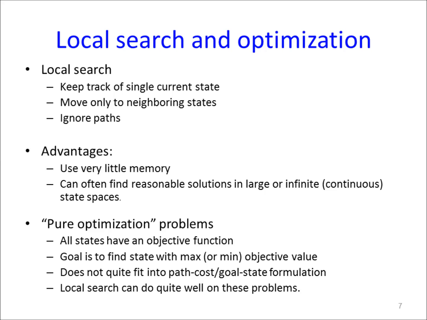So, local search models everything as a pure optimization problem. So these will be the characteristics. All states will have an objective function. So we'll be evaluating the state for some property, and our goal will be to maximize or minimize, to optimize that objective function. And therefore it does not fit really into the path cost goal state formulation, although if you think a little bit more thoughtfully, you might be able to convert it, but we will not get there.